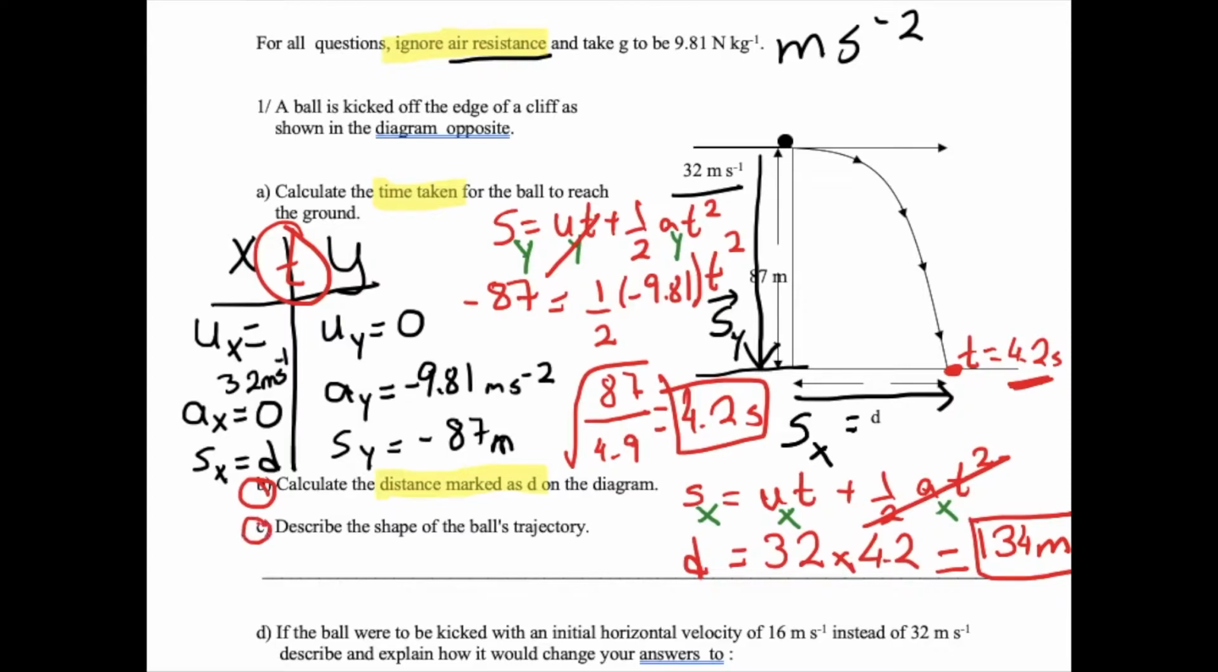Looking at part C, to describe the shape of the ball's trajectory, it is a parabolic path, and the reason is there is no acceleration in the horizontal, but there is acceleration in the vertical, which means the vertical displacement will increase, whereas the horizontal displacement will not change each time interval, which causes the motion to be parabolic.